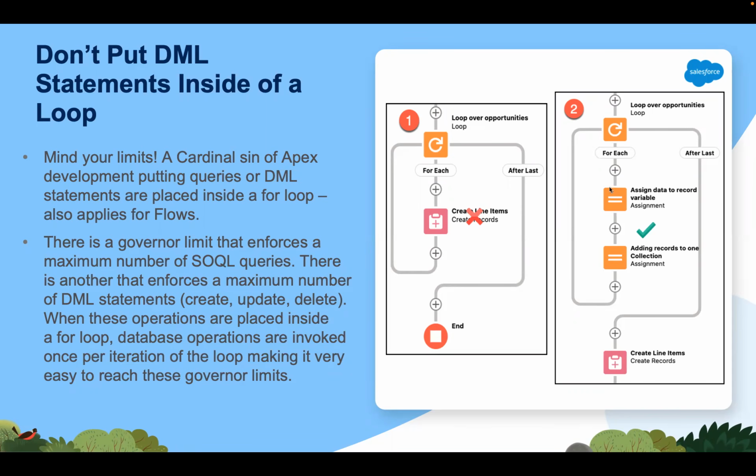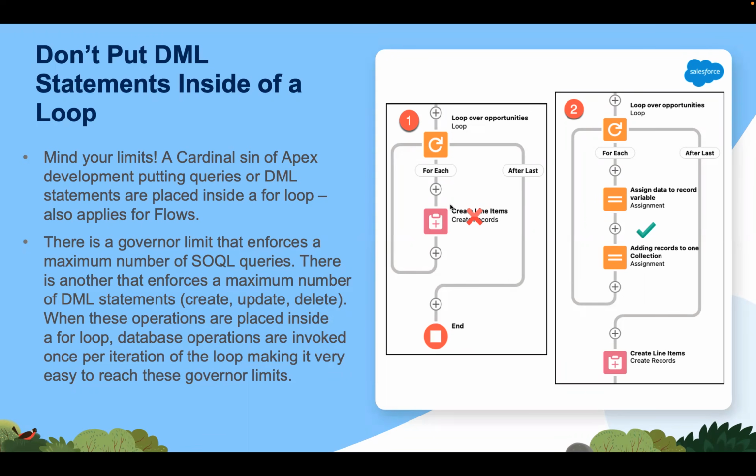The best way is to create a first sObject, which is the record variable of type opportunity line items, add all the data into that sObject variable or record variable, and then create a new record collection variable, which is a list equivalent to an Apex list. Then you can add all your record variables into the record collection variable and hold everything in it. And at the end of the loop, you can use one DML statement to create the opportunity line items.